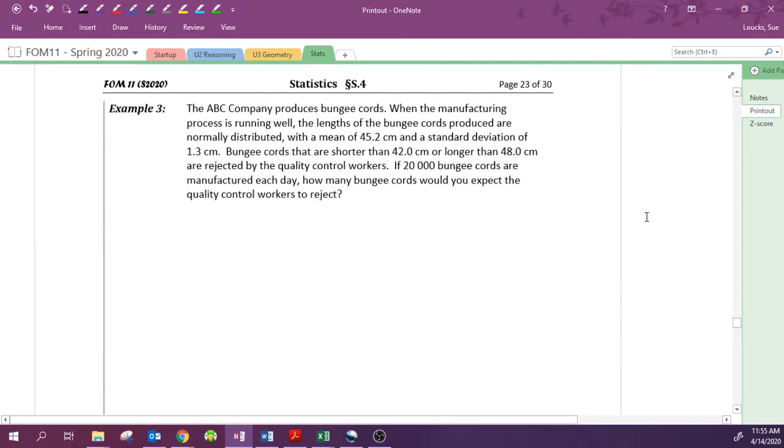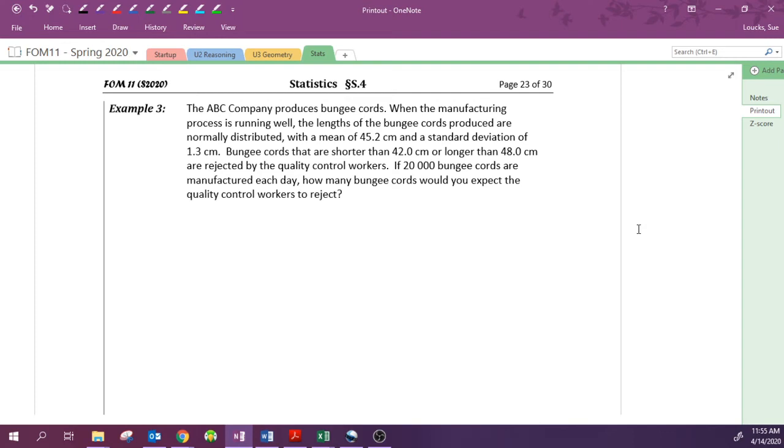All right, the ABC company produces bungee cords. When the manufacturing process is running well, the lengths of the bungee cords produced are normally distributed with a mean of 45.2 centimeters and a standard deviation of 1.3 centimeters. Bungee cords that are shorter than 42.0 centimeters or longer than 48.0 centimeters are rejected by the quality control workers. If 20,000 bungee cords are manufactured each day, how many bungee cords would you expect the quality control workers to reject?